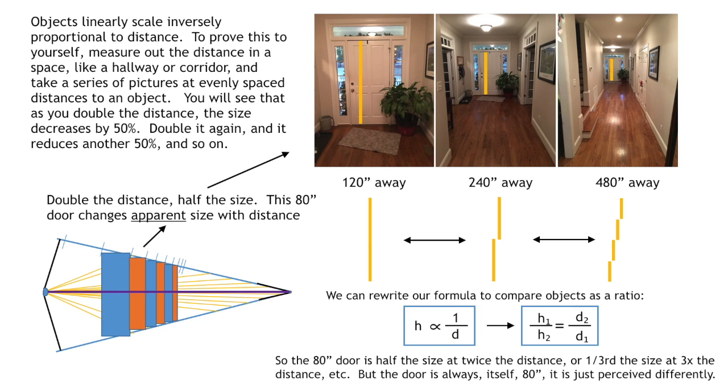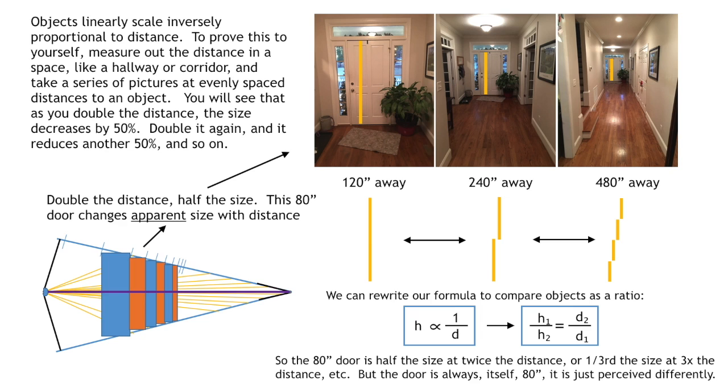This 80-inch door changes apparent size with distance. It gets bigger as it's closer, and it's smaller as it gets further away. So at 120 inches away, it's a certain size within our visual field. At 240 inches away, it's half the size, and it halves again at 480 inches away. Again, we can rewrite our formula to compare objects as a ratio. So with height inversely proportional to the distance, we can rewrite as height 1 over height 2 is equal to distance 2 over distance 1.